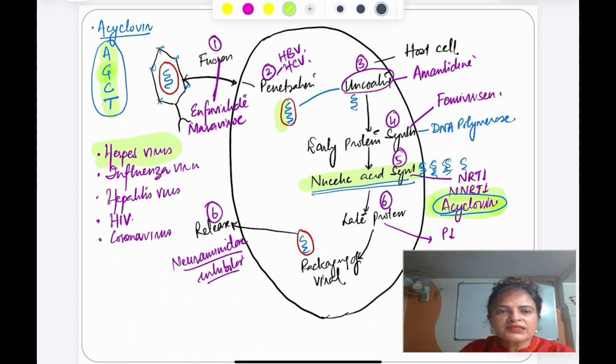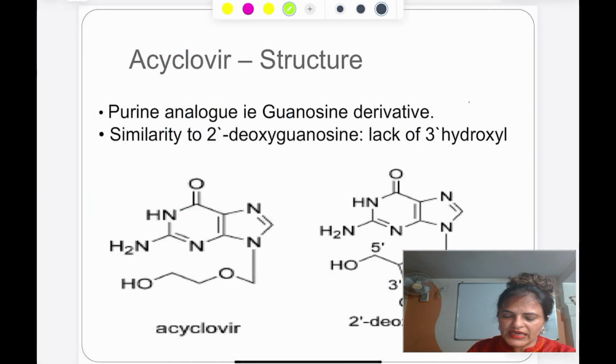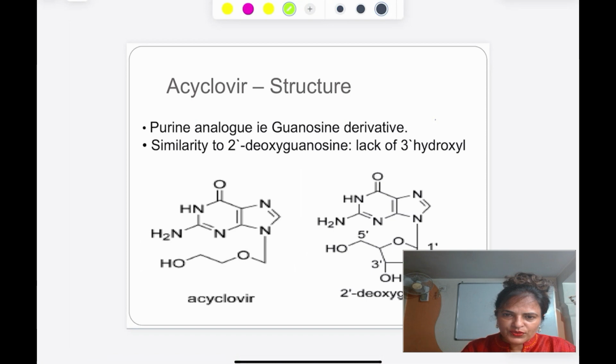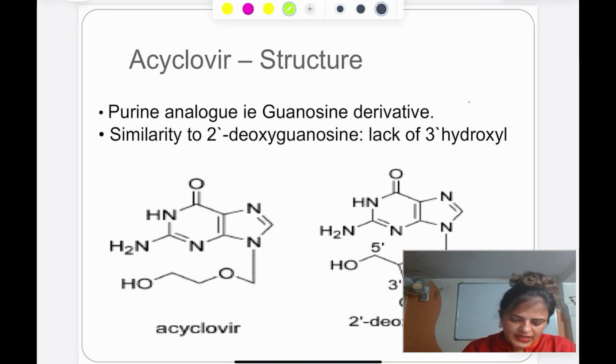So herpes virus, how is acyclovir going to act? You can see here the structural resemblance. I'll show a little bit. So this is acyclovir and this is guanosine. This is a structural resemblance, except that here you can see the 3' hydroxyl is not there.